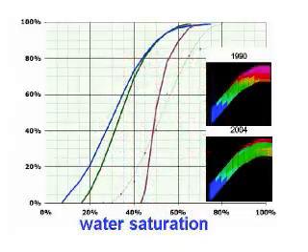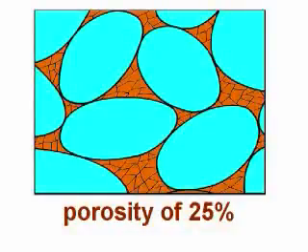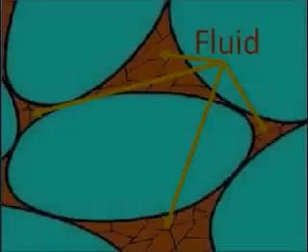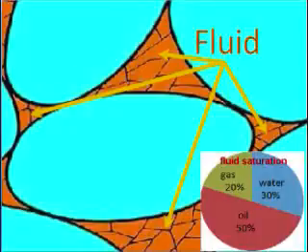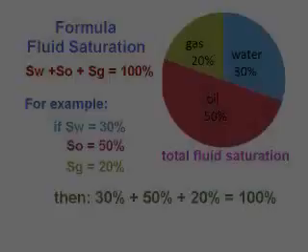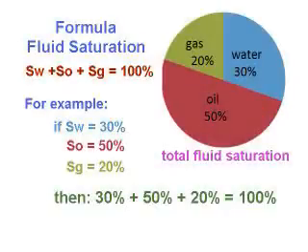Let me explain. Let's say that in your reservoir rock you have a porosity of 25%. Within that 25% you have a fluid. If you took an actual measurement of some fluid from the reservoir, you might have a water saturation of 30%, an oil saturation of 50%, and a gas saturation of 20%. This is all within your total fluid saturation. Therefore, we can write SW + SO + SG = 30% + 50% + 20% = 100%.